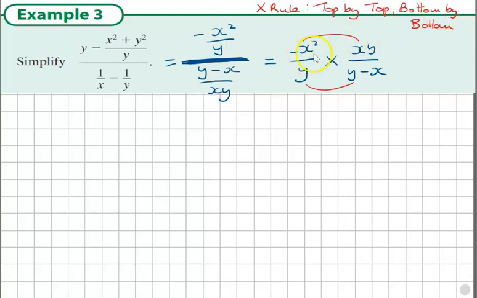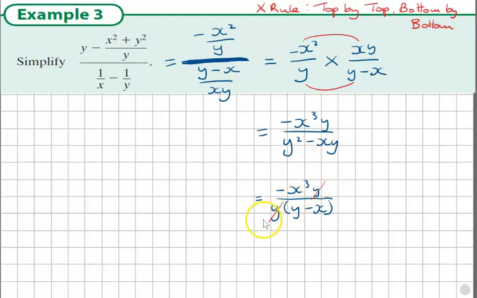So we're going to do minus x squared times xy, and then y times y, and y times minus x. So we get minus x cubed y all over y squared minus xy. We can factorize the denominator, so take out the y as the highest common factor. We can cancel a y on top and a y on the bottom. And we're left with minus x cubed all over x minus y.